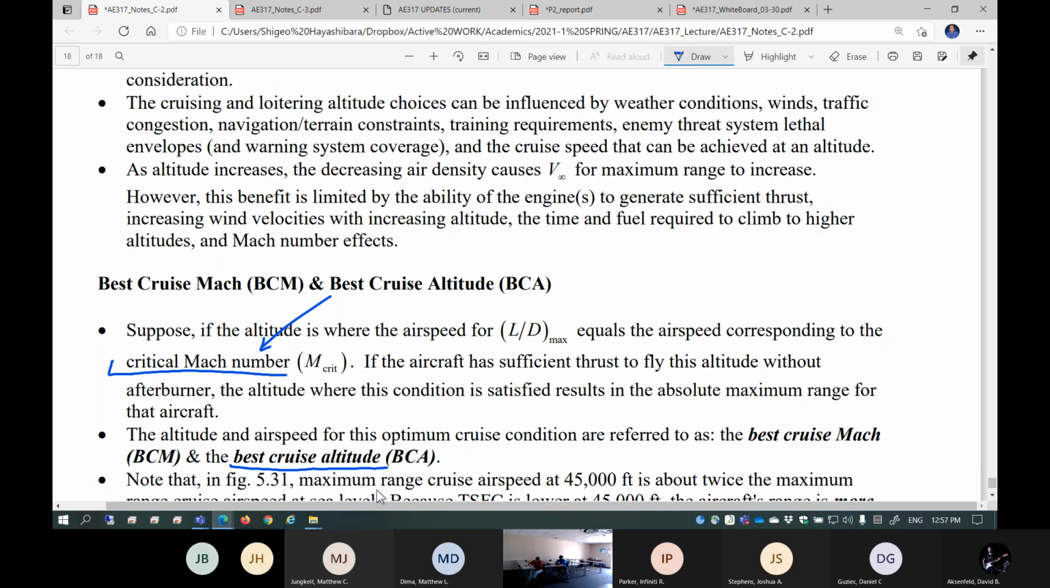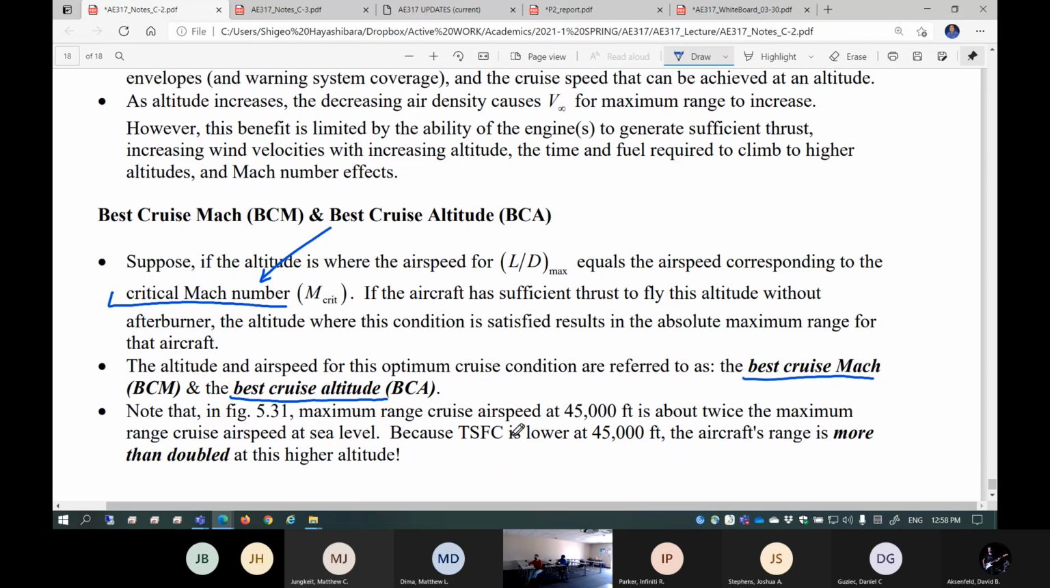Okay, so that is the altitude that is going to optimize your range. And the best cruise Mach number is the critical Mach number at that given best cruise altitude. Making sense? So how can you make your airplane achieve maximum range? You fly as high in altitude as you can while not hitting the critical Mach number. That is the optimum range, the absolute maximum range.